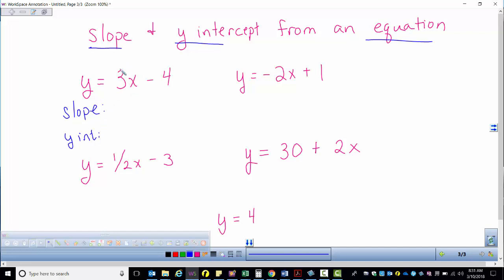So remember, the slope is the coefficient of the x. So the coefficient of x is 3. The y-intercept is the starting point where we start. So it is negative 4.